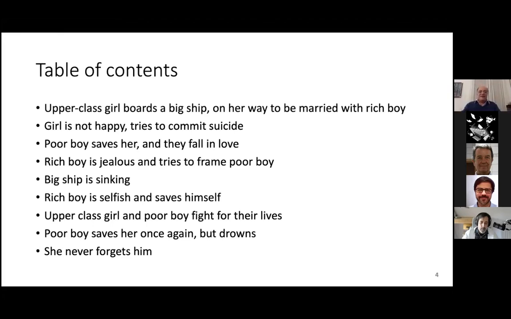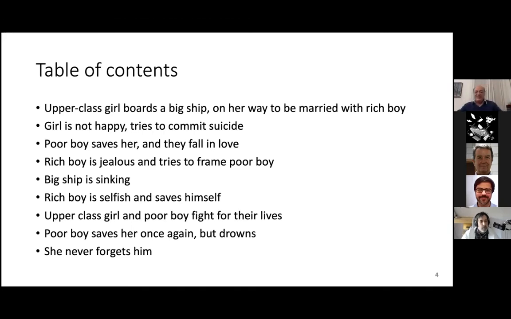An upper class girl boards a big ship on her way to be married with a rich boy. Then the girl is not happy, although she's going to be married, and tries to commit suicide. Then there's a poor boy that sees her and saves her from committing suicide, and they fall in love. And then the rich boy gets jealous, and the big ship, after some problems, is sinking. The rich boy saves himself and doesn't think about his fiancée.